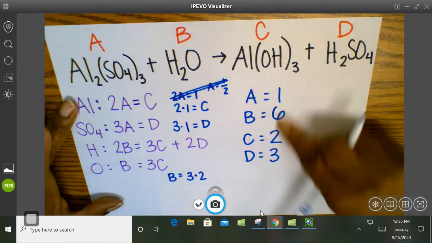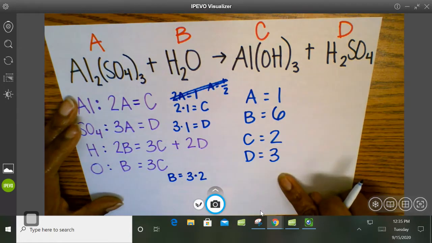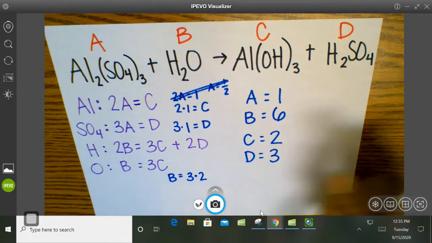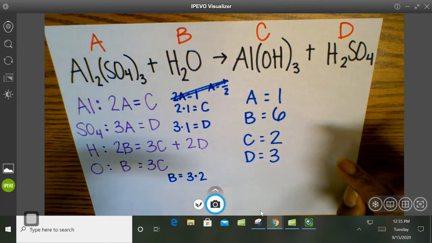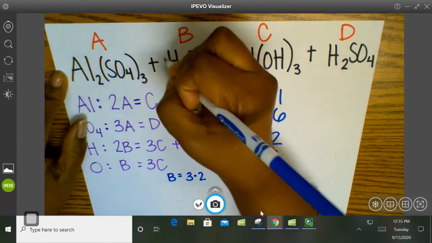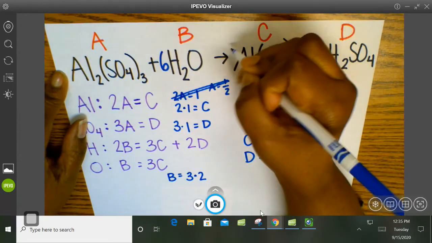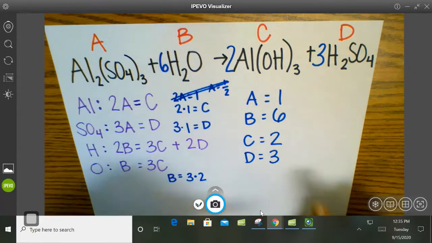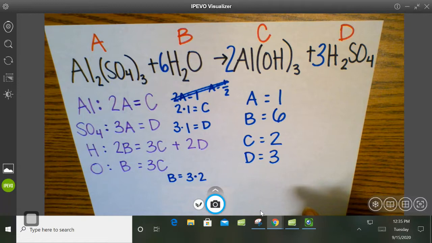All right, my variables all have numbers now. They're all integers, or whole numbers. So guess what? These are my coefficients: 1, 6, 2, and 3. So 1, 6, 2, 3 are the coefficients that balance the equation.